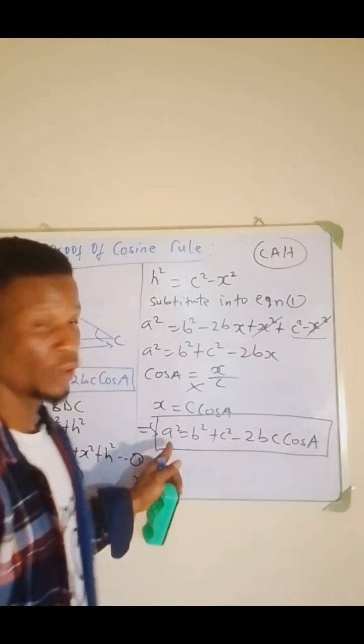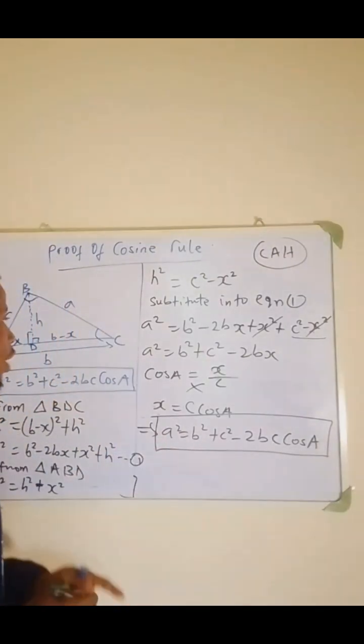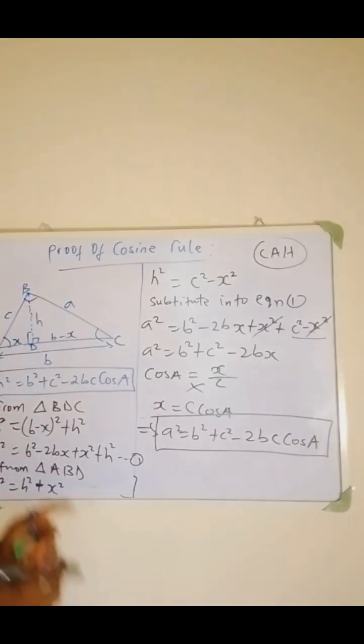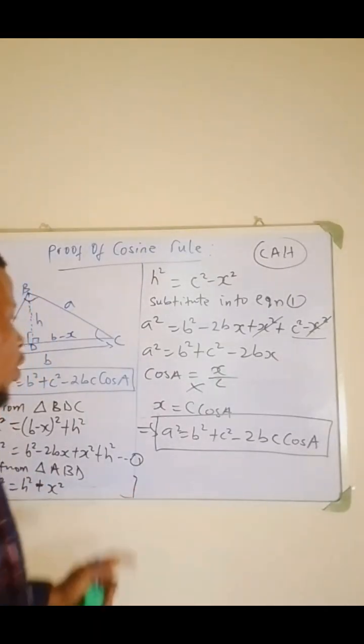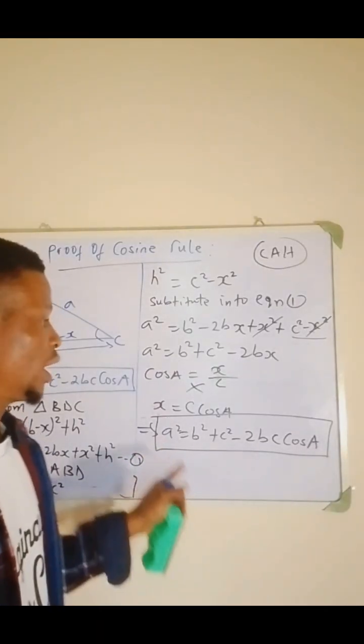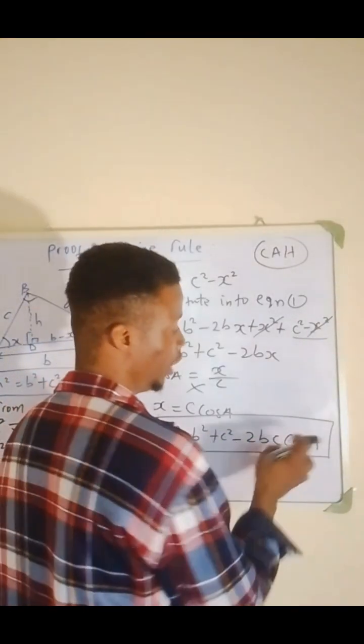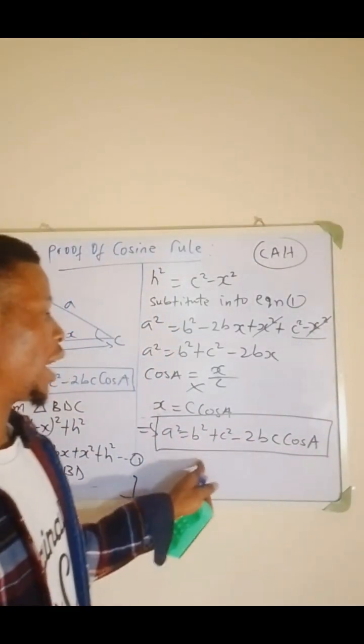So this is a proof of the cosine rule. You can use this to solve any triangle that is not a right angle triangle, where maybe two sides and the included angle are given and you are asked to calculate the other side. That is when you can use this formula. Or maybe when the three sides are given and you are asked to find the included angle. That is when you can apply the cosine rule.